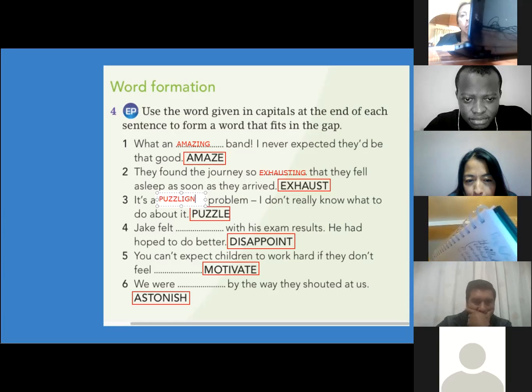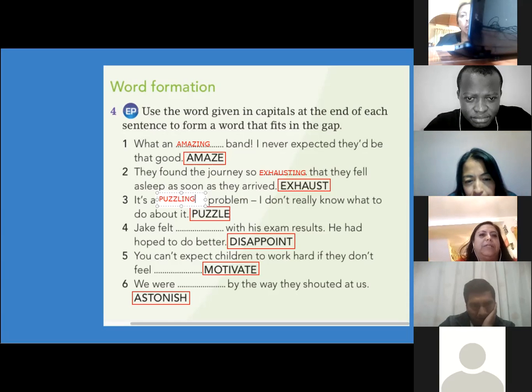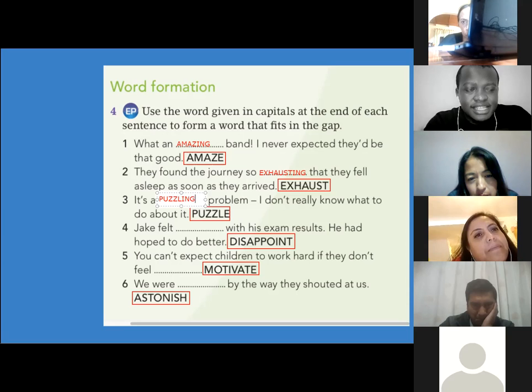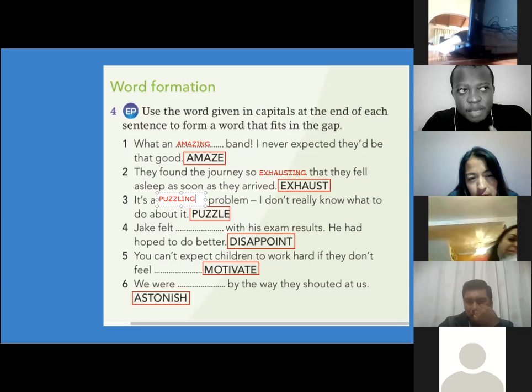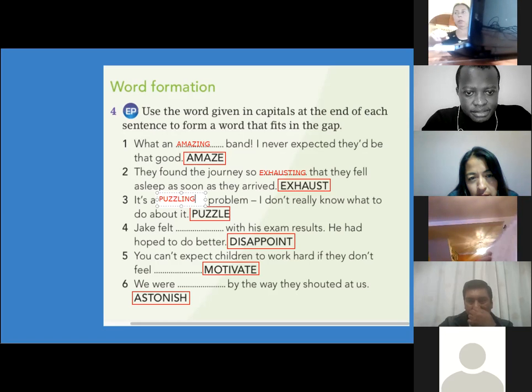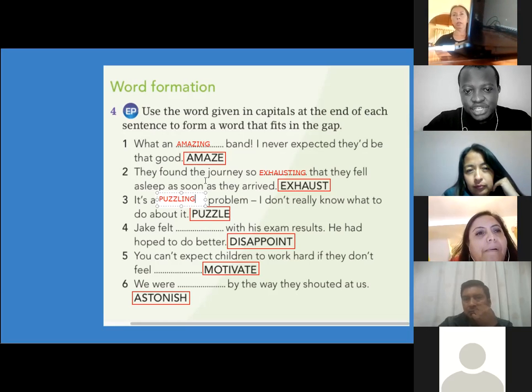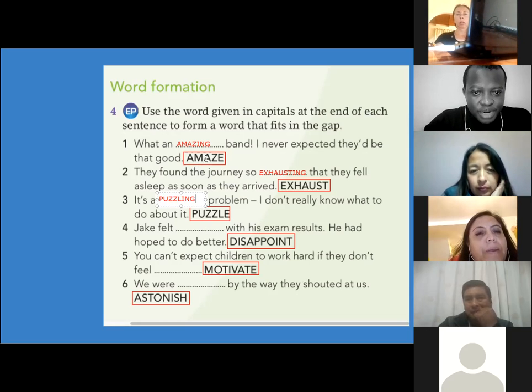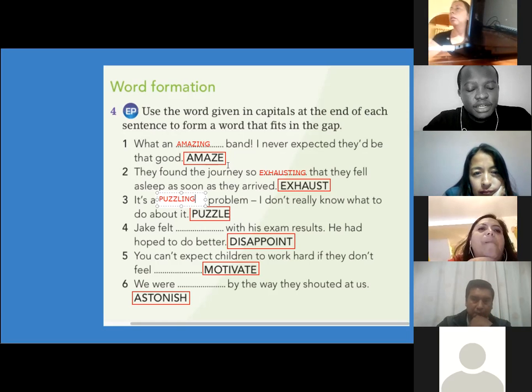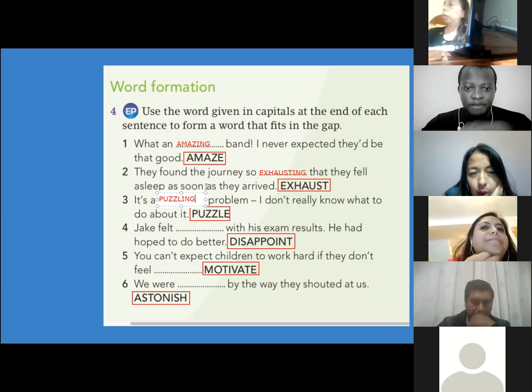Why? Because it's explaining, I don't know, the cause. The cause of the problem? Yeah, it's like how the problem makes people feel. Okay. Yeah, when you are puzzled, it is because the problem is puzzling. Remember, I just want you to have this justification. ED, we are describing the feeling. ING, we are describing the cause of the feeling.